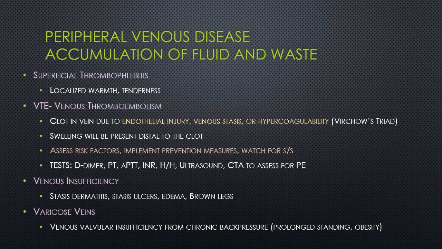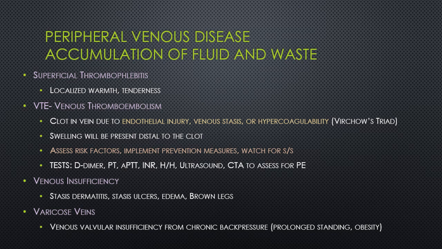With peripheral venous disease, there are a couple of things that we worry about. So superficial thrombophlebitis, which you are probably familiar with in terms of assessing an IV site, would be localized warmth, tenderness, and the sensation of a cord along the vessel itself. You might see some redness, swelling, and hardness.